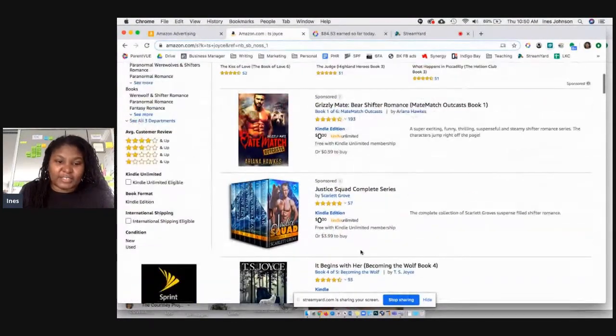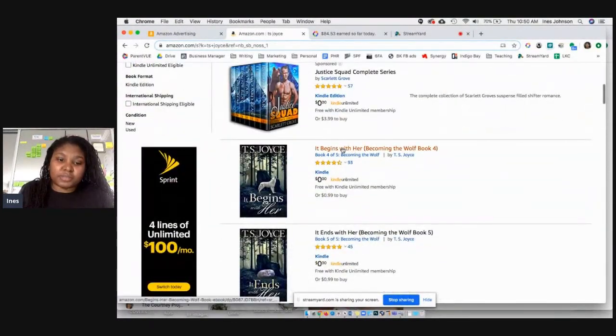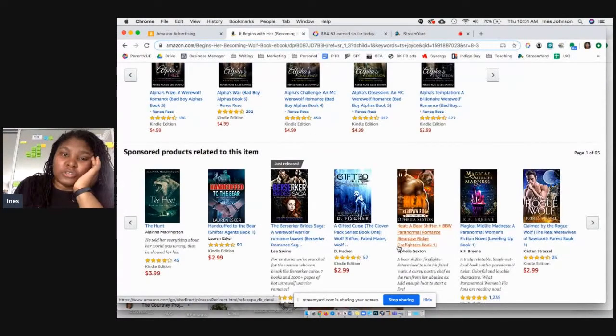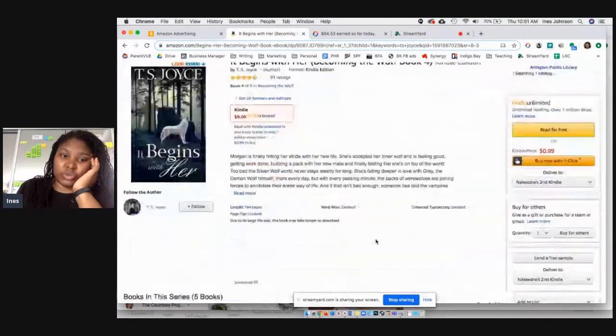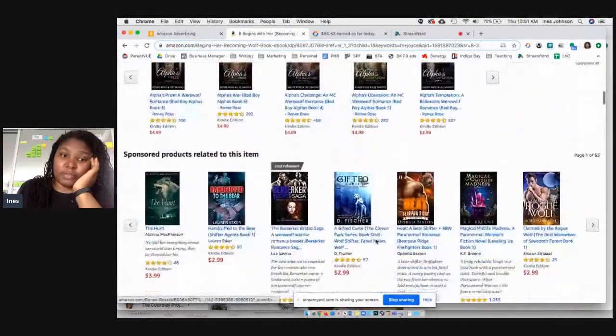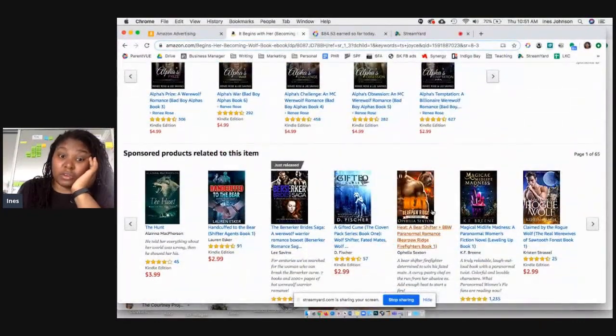your two sponsored ads going on here. But here's her new book. And these ones are wolf. She's written dragons as well. These are wolf books. So I come here to T.S. Joyce, and the real estate that I want to be on is right up in here. So this is my goal, to get on the first page of, if you can see this, 65 pages. I want to be on page 1 in this real estate right here.